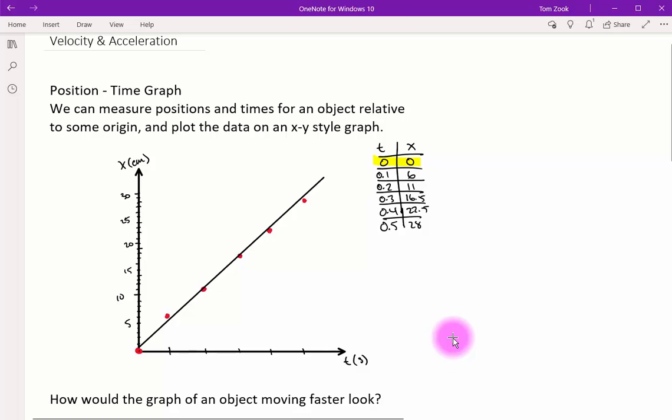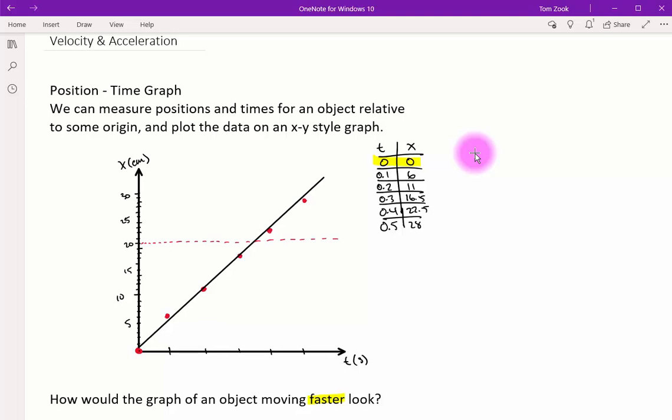If something were going faster, we've got two different variables we're looking at, time and position. So there are two different ways that we can approach a comparison of what the graph should look like. Let's pick a position. Let's say that I wanted to compare a fast-moving object to a slow-moving object for how long it takes to get to the position 20.